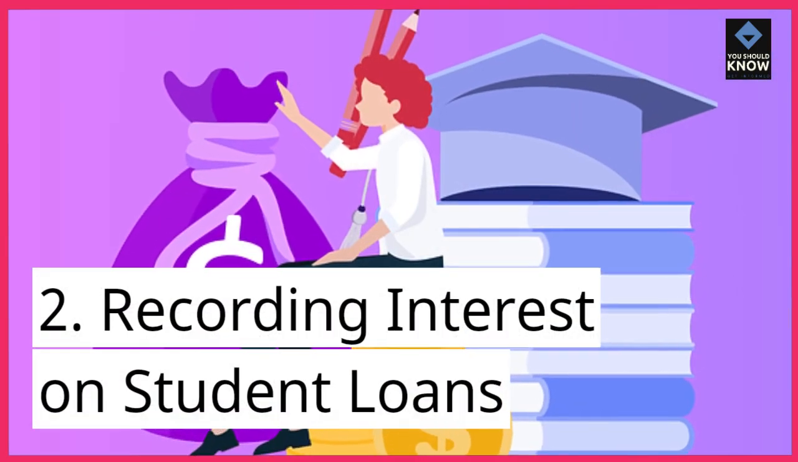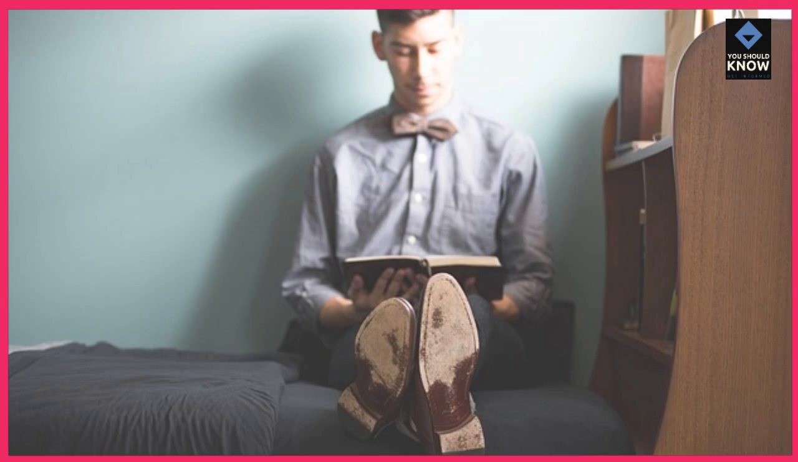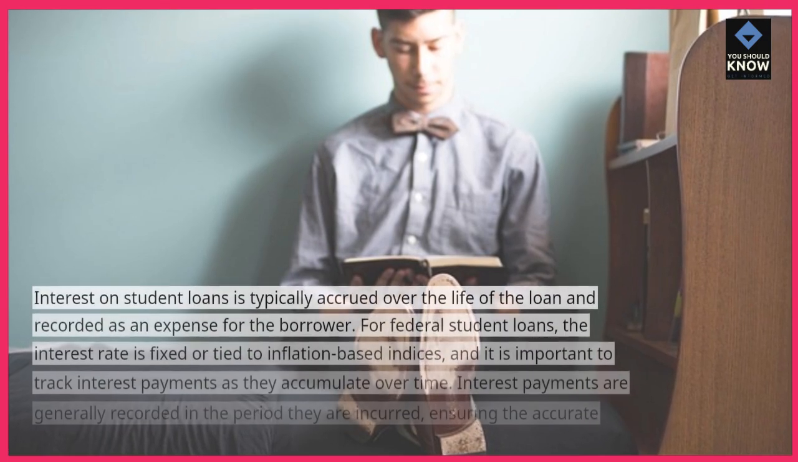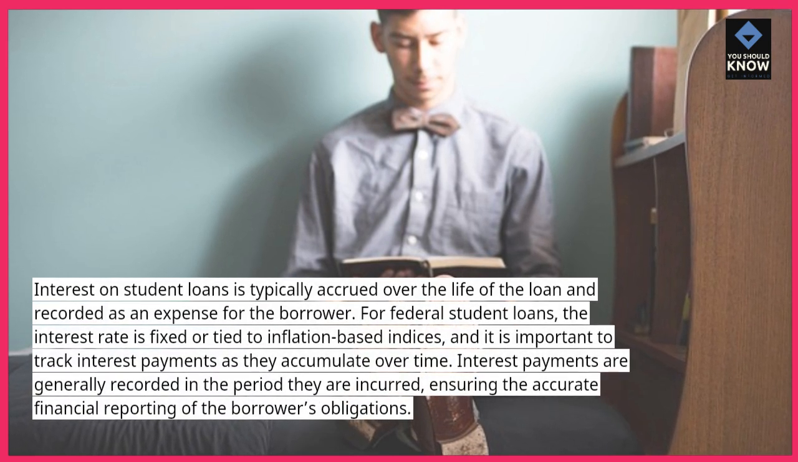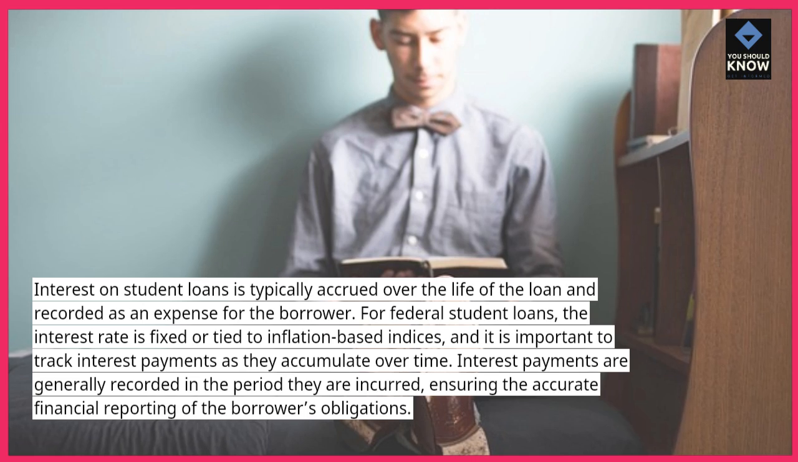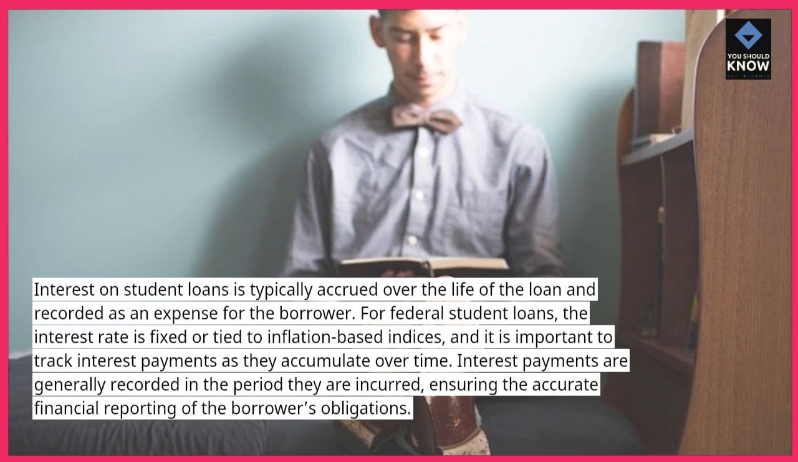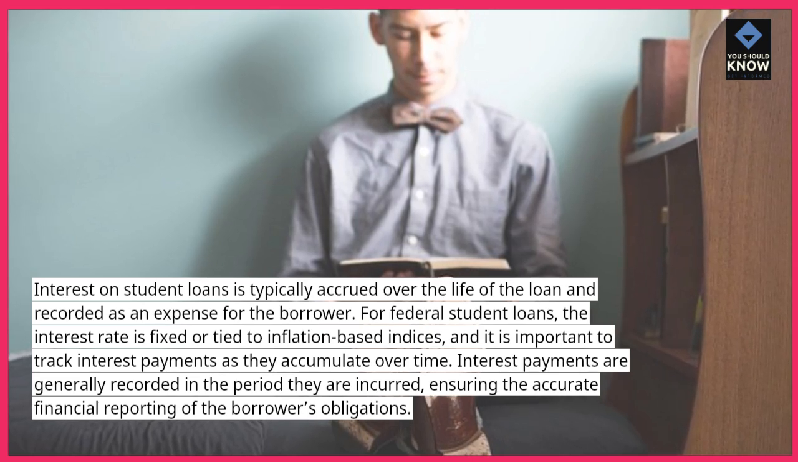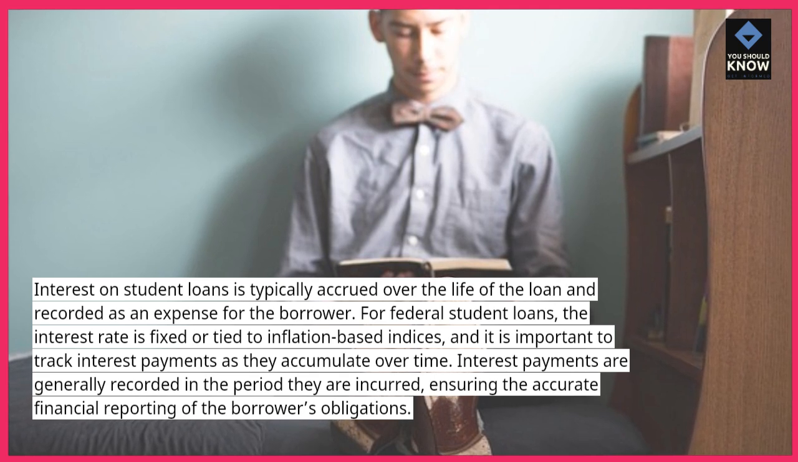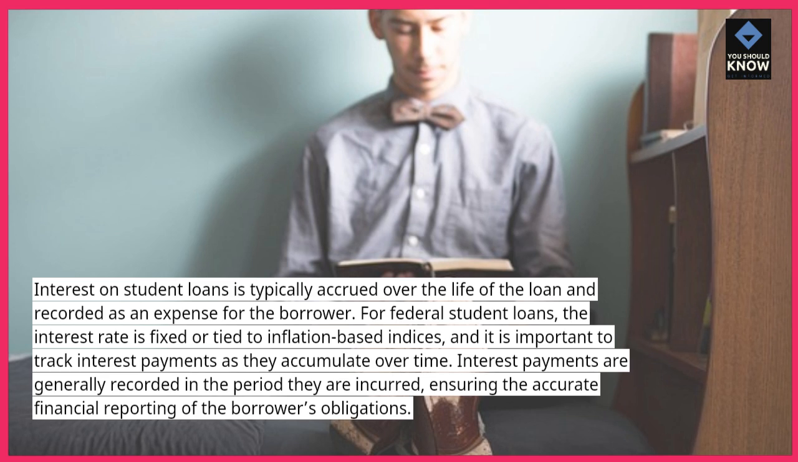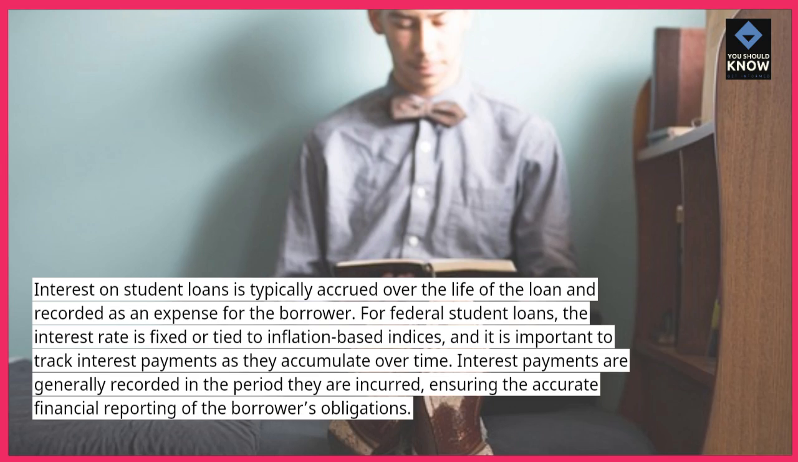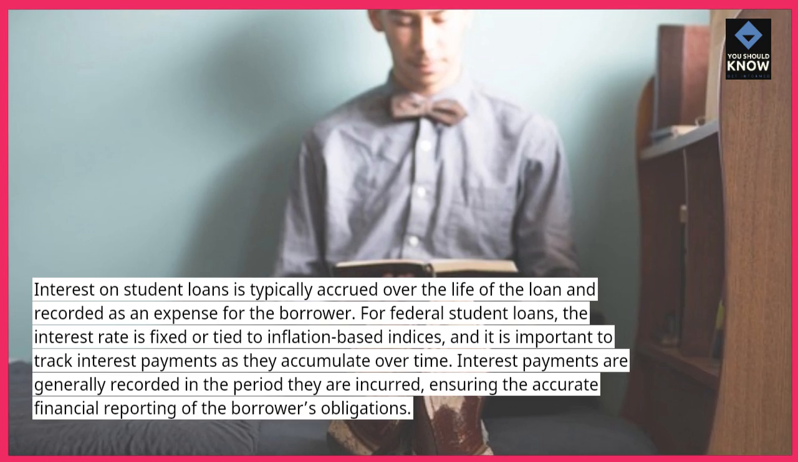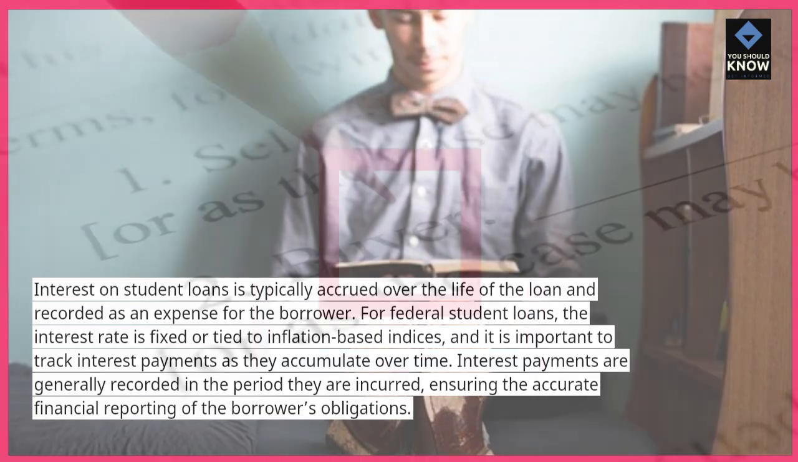2. Recording interest on student loans. Interest on student loans is typically accrued over the life of the loan and recorded as an expense for the borrower. For federal student loans, the interest rate is fixed or tied to inflation-based indices, and it is important to track interest payments as they accumulate over time. Interest payments are generally recorded in the period they are incurred, ensuring the accurate financial reporting of the borrower's obligations.